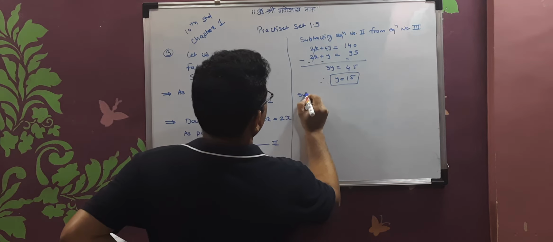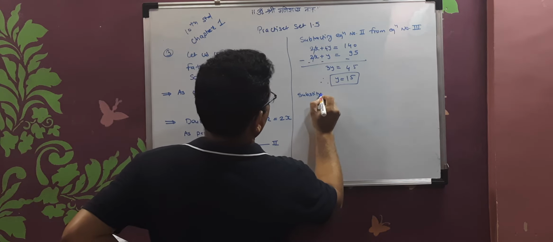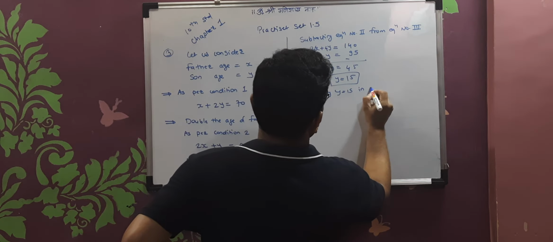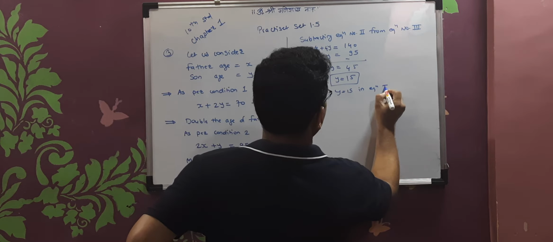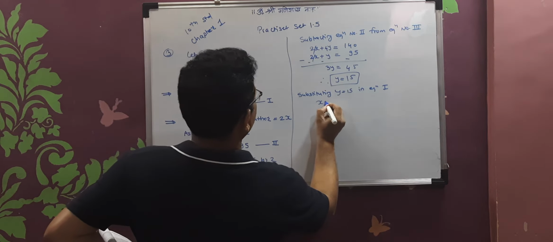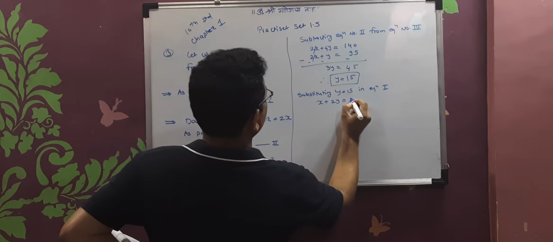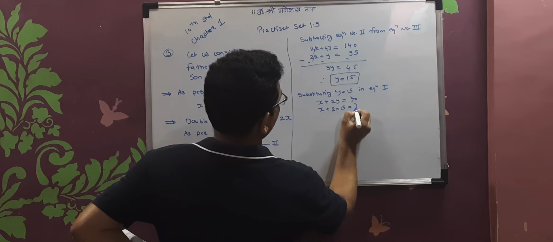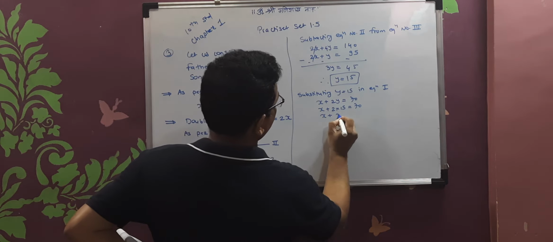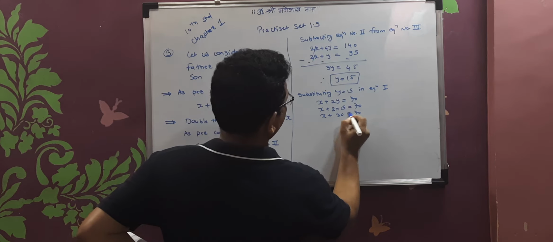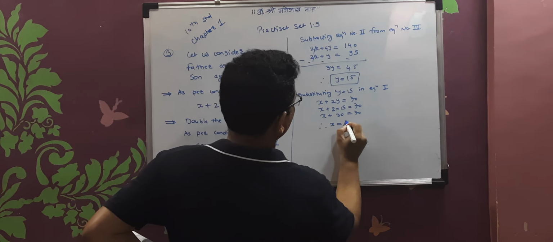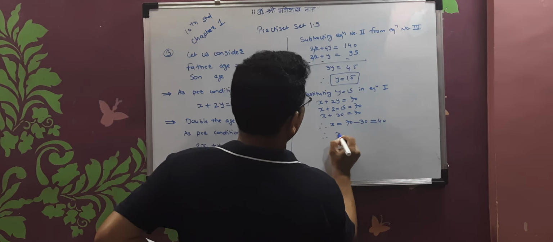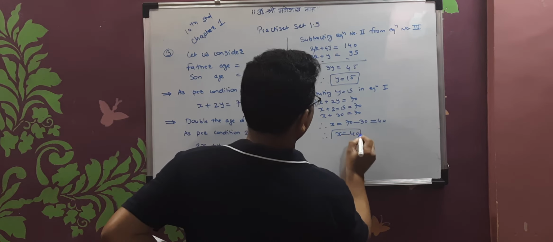So substituting y is equal to 15 in equation 1. So equation 1 is x plus 2y is equal to 70. So x plus 2 into 15 is equal to 70. So x plus 30 is equal to 70. So x is equal to 70 minus 30 is equal to 40. So value of x is equal to 40.